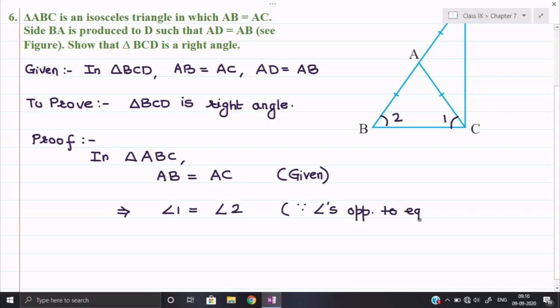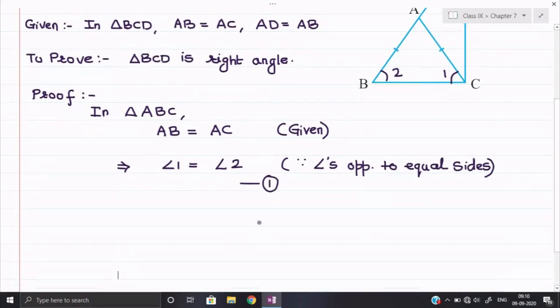This reason you need to give compulsorily, because whenever you use some theorem or some fact over here, you need to provide the reasons properly. So: angles opposite to equal sides. Now this can be given as equation number 1 in the proof. Now we shall take the further part.